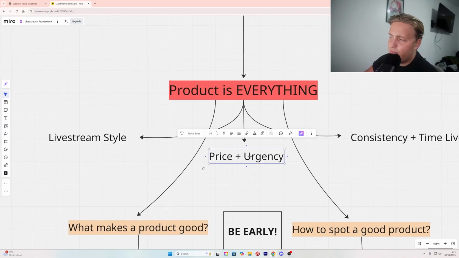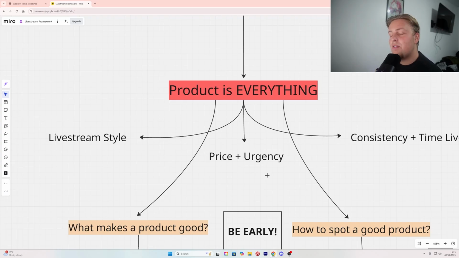So what you have to look at is price and urgency. Urgency being when you're in your live, constantly remind them every 3 or 4 minutes. Oh, by the way, just so you know, they have a few left in stock right now, or this sale isn't going to last very long. Once I come off this live, there will be no other sale and no other creator will be able to get you a price this low.